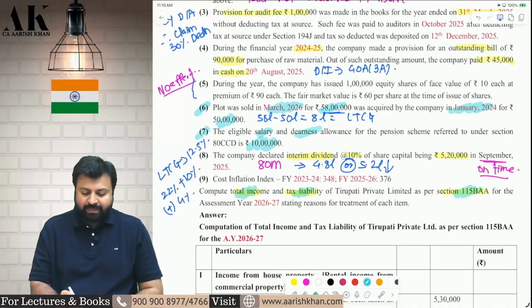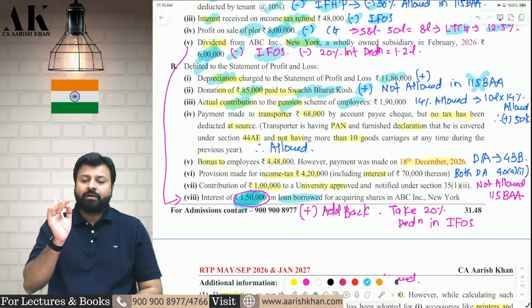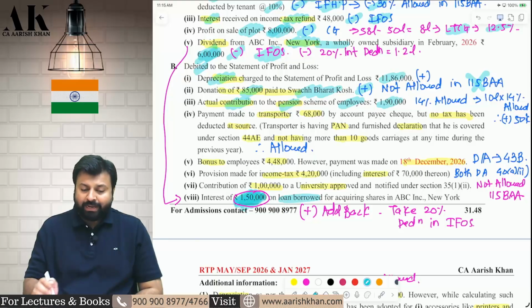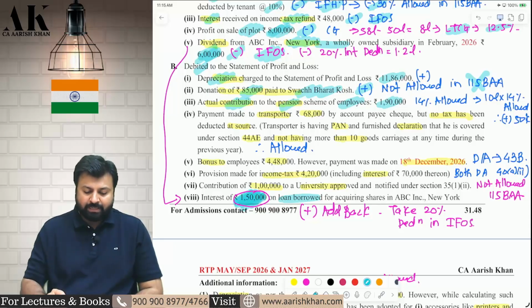The basic salary and dearness allowance is 10 lakh. Therefore, 14% of that is how much? 1,40,000 will be allowed as deduction. But you are contributing how much? You are contributing 1,90,000. Therefore, how much deduction will be allowed to you? Only 1,40,000 will be allowed to you. Therefore, 50,000 expenditure will be disallowed over here.